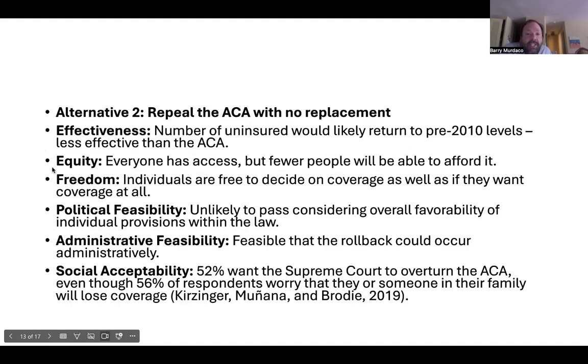Alternative two, repeal the ACA with no replacement. So this doesn't seem to be a good option at all. Number of uninsured would likely return to pre-2010 levels, less effective than the ACA, which means tens of millions of people more without health insurance. I think they estimate around 45 million did not have insurance prior to the ACA. Equity, everyone has access, but fewer people will be able to afford it. Again, I'm somewhat confused by that statement. If they can't afford it, then you don't really have access to it, unless I'm misunderstanding something about that.